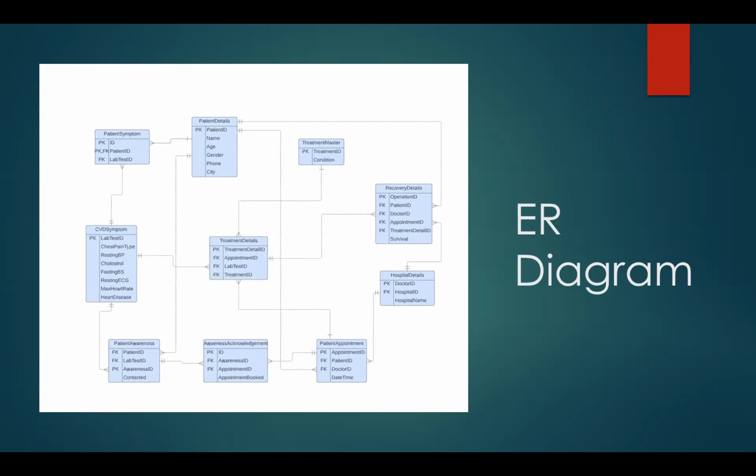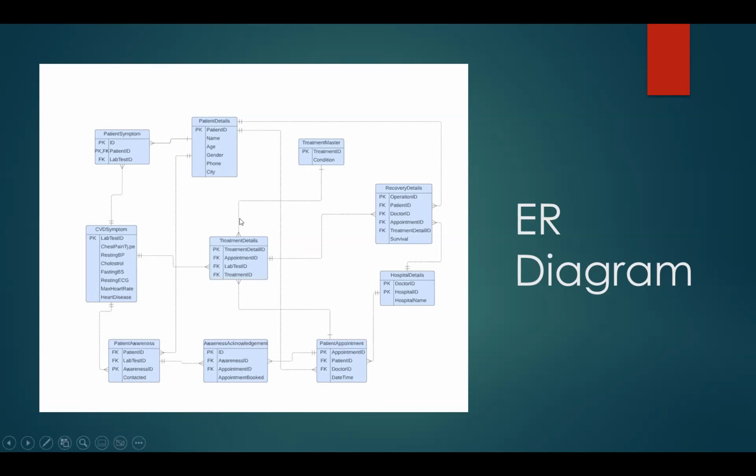We have the patient, the CVD symptoms. Let's say if a patient takes any test, then all the vitals related information is stored over here, and we have a column called heart disease, which is to detect if the patient has a heart disease or not. Then over here, we have the patient awareness, which has a field called contacted, which means we will be contacting the patient, informing them that they need a treatment, and this is to create awareness among the patients at an earlier stage.